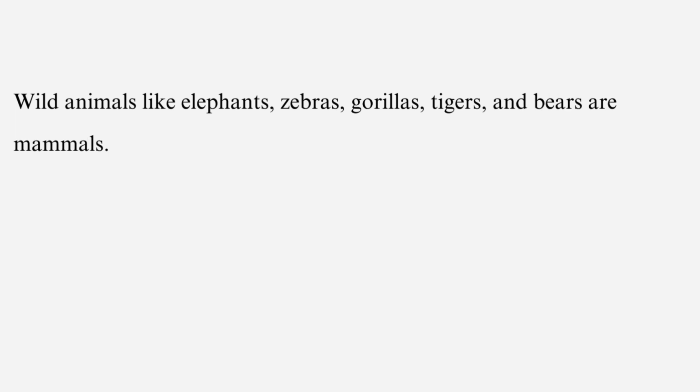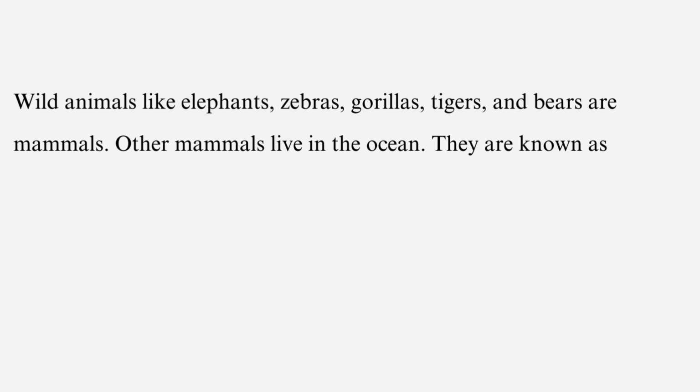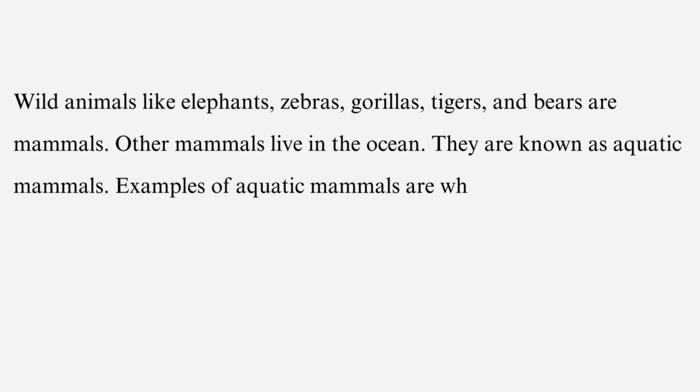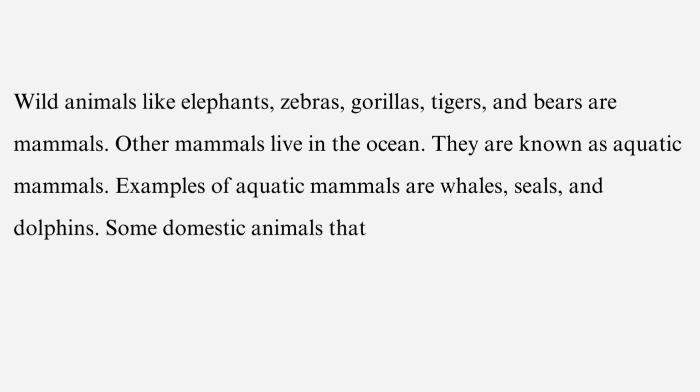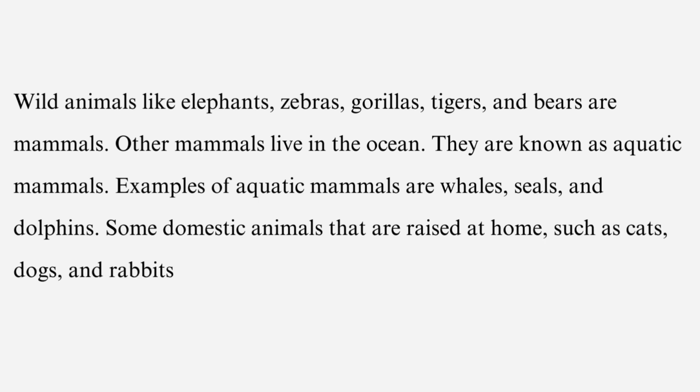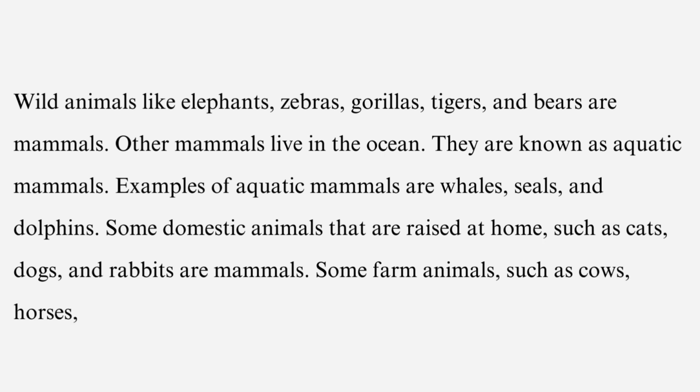Wild animals like elephants, zebras, gorillas, tigers, and bears are mammals. Other mammals live in the ocean. They are known as aquatic mammals. Examples of aquatic mammals are whales, seals, and dolphins. Some domestic animals that are raised at home, such as cats, dogs, and rabbits are mammals. Some farm animals, such as cows, horses, and sheep are also mammals.